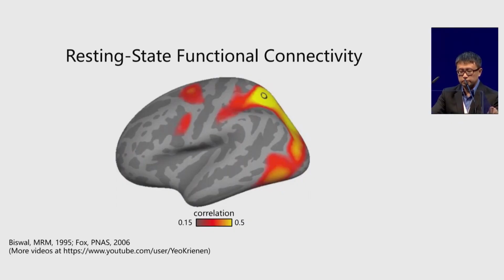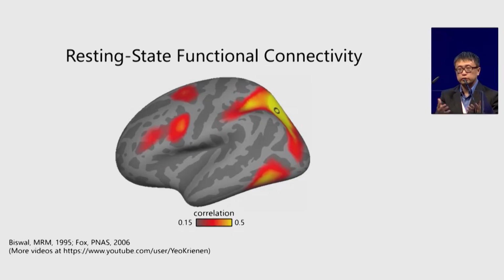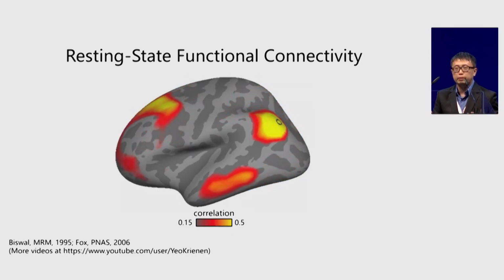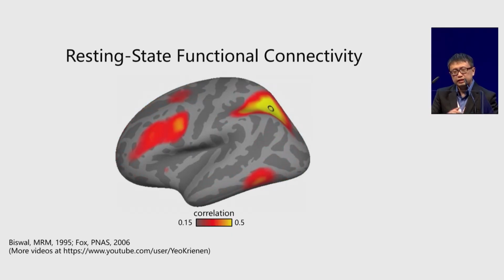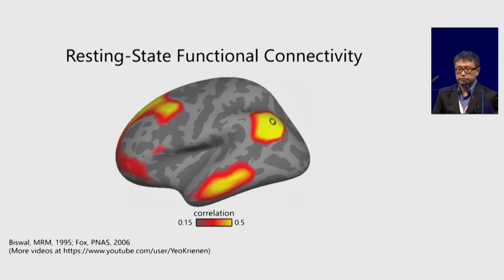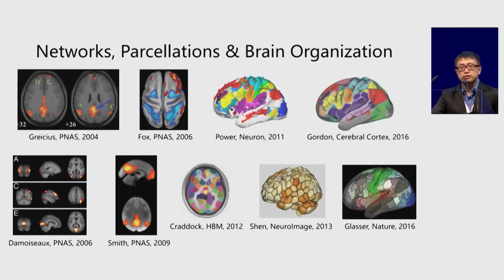Now, if we let the seed region go around, we can see that the correlation pattern changes a lot. This suggests that adjacent brain regions can have very different connectivity patterns. This has motivated many studies to estimate networks and parcellations from resting state fMRI, and we can then use these networks and parcellations, or gradients, to understand brain organization.